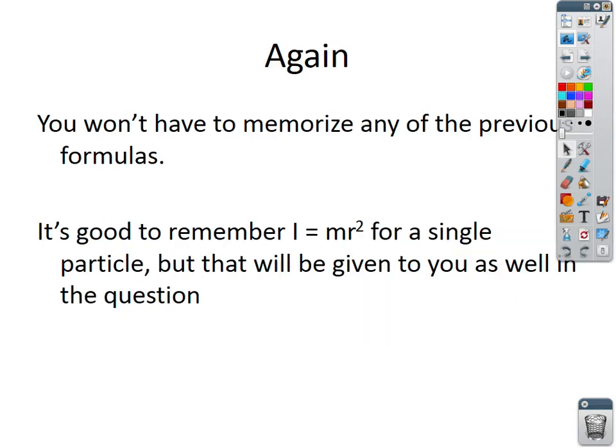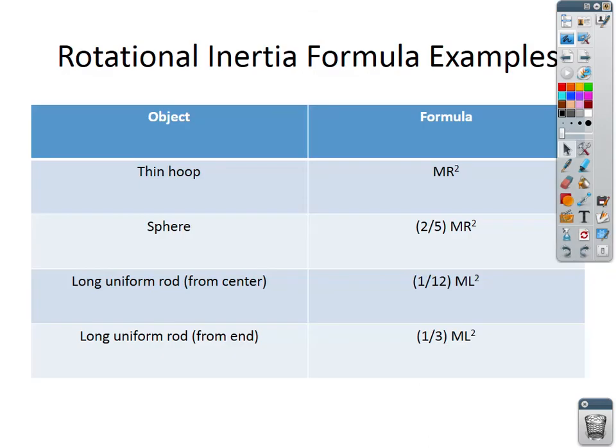Oops, skip the page. So here are examples. Again, you can write them down, but they will be given to you. You can see a thin hoop. This would basically be the hula hoop example. Its formula would be mr squared.